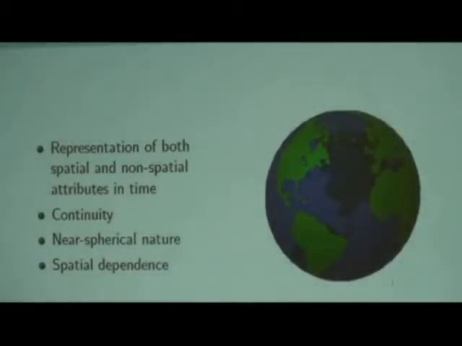And there are 4 distinguishing characteristics of geographic data. The geographic information is a representation of both spatial and non-spatial attributes, and it's selectively measured in time. The spatial part of it is the where, and the non-spatial attributes are a whole host of things, for instance, like census data.